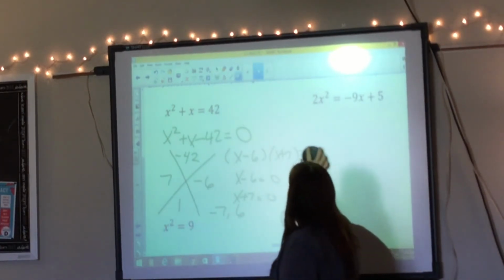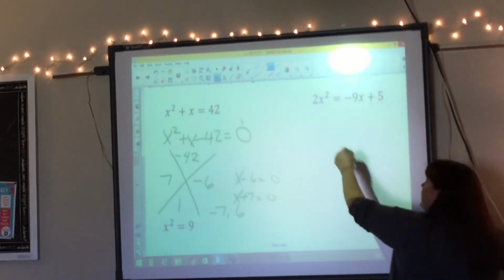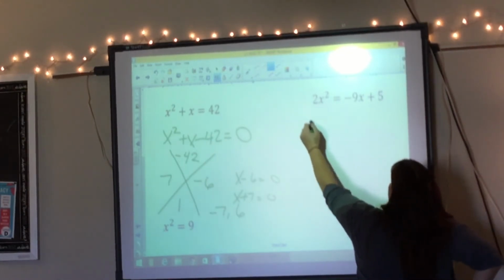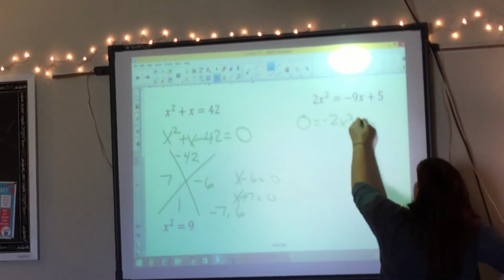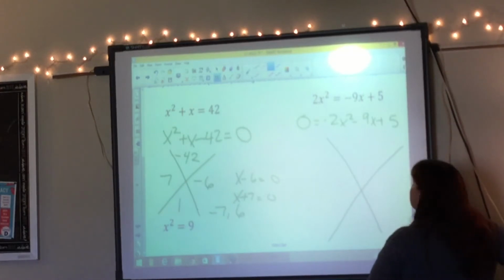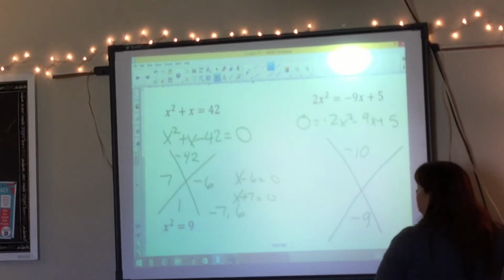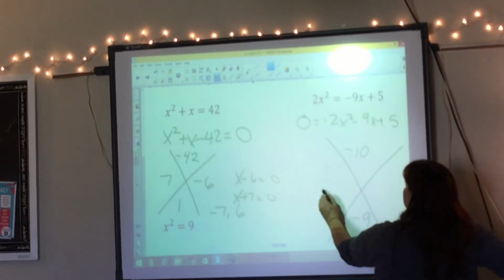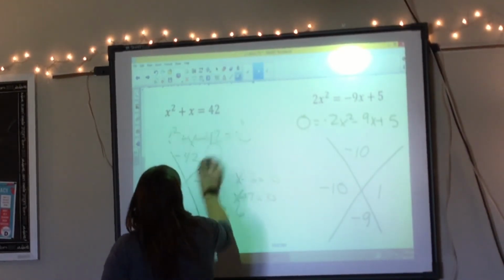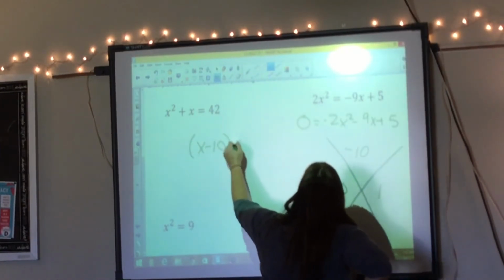Okay, let's try this one. 2x squared minus 9x plus 5. So we'll get it equal to 0, so we're going to subtract 2x from both sides. 0 equals negative 2x squared minus 9x plus 5. We're going to factor that. It's going to be negative 10 and negative 9. Negative 10 and positive 1. Perfect. So we're going to write our factors as x minus 10 and x plus 1.